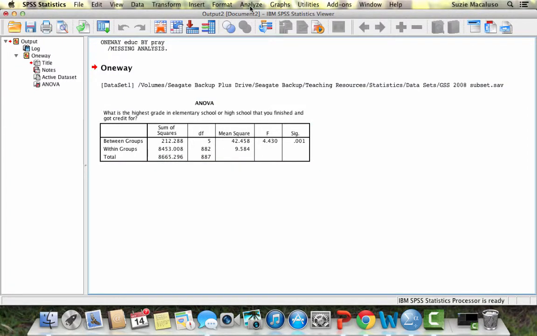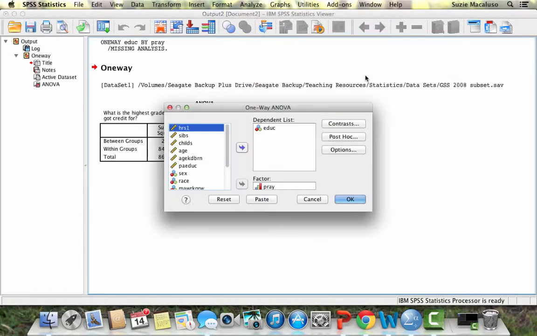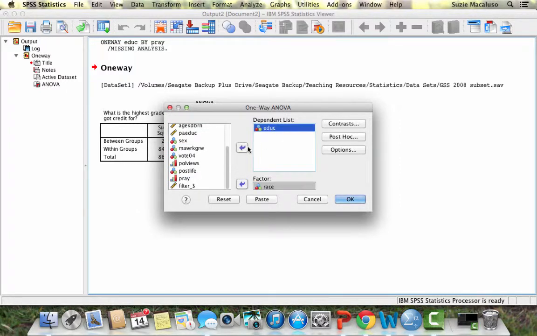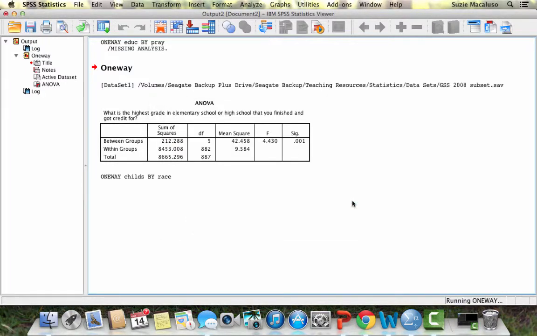So I'm going to go again to Analyze, Compare Means, One-Way ANOVA. Now this time, let's say that I'm interested in race. So I'm going to change that out, and we're going to look at differences in race. And we're going to look at how many children you have. So we're going to compare family size, basically, or how many children you have, with race to see if there are any differences by race. So I put those in and I click OK.